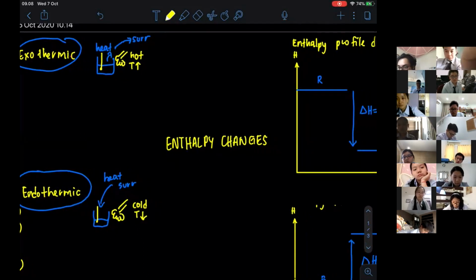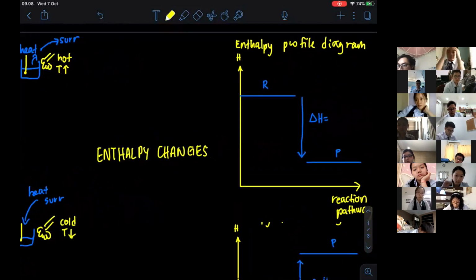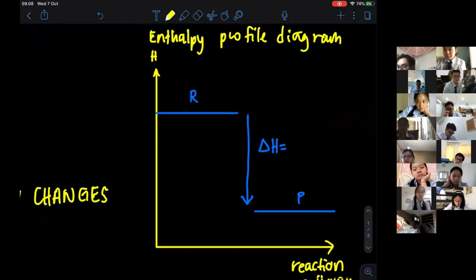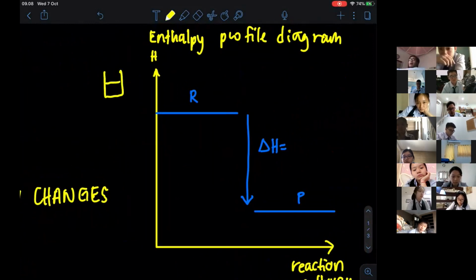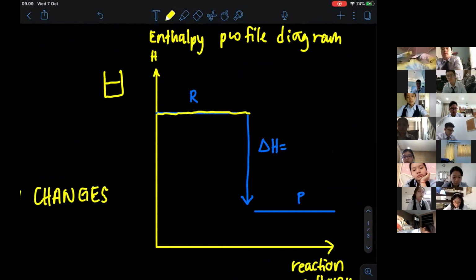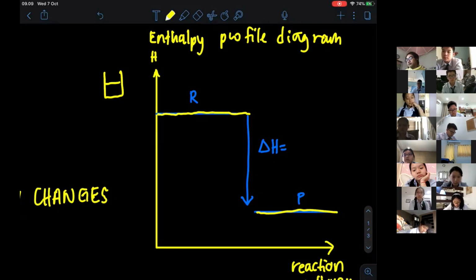And if you look at the enthalpy profile diagram, this is measuring, let's say, the enthalpy for the solution itself. Before the reaction, you put the reactants, and they have a certain energy level. And then after you react, suddenly the energy level went lower. So this energy is going to be given out or taken in.